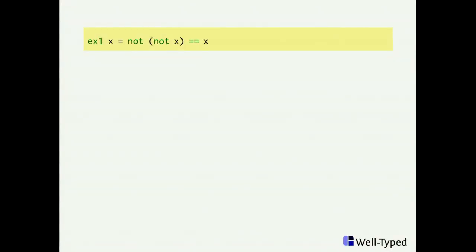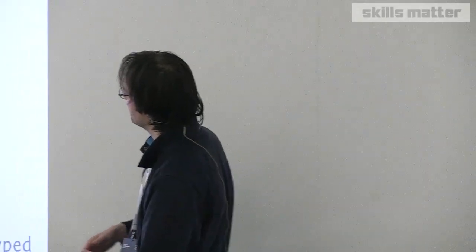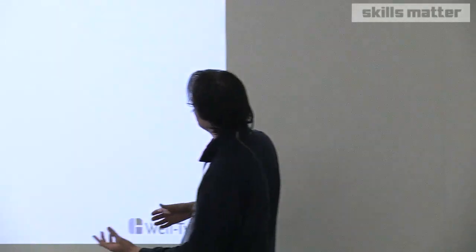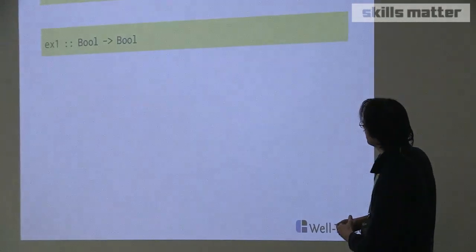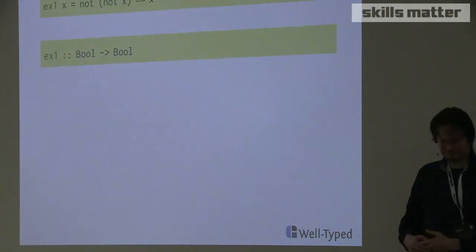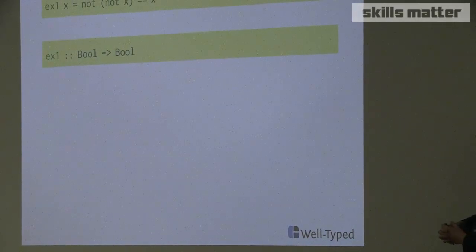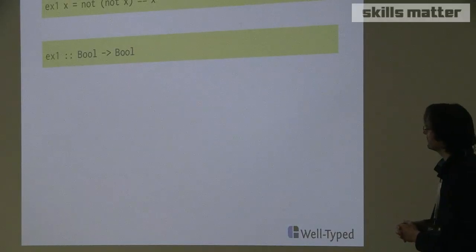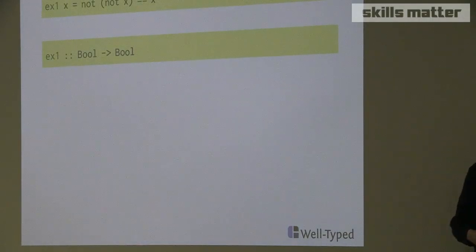What's the type of x1? A bool? Oh yeah, function. We're applying not to x, right? We take an argument, we're applying not to it, so it should be a bool, and the result is an application of the equals operator, so that also returns a bool.